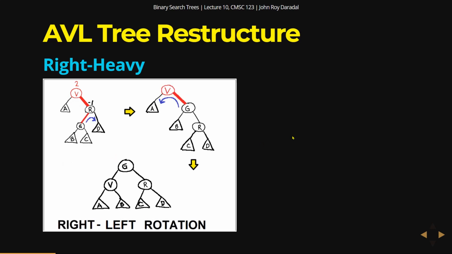But what if it's right heavy and then the right child is in the opposite direction again? So it's right heavy but the right child is left heavy. So it's a right-left forming an angle, and in this case we'll do a double rotation, which is a right-left rotation. So the grandchild would be rotated to the right first to have this, and then the grandchild would be rotated to the left to bring it to the top, and this would be the final form.